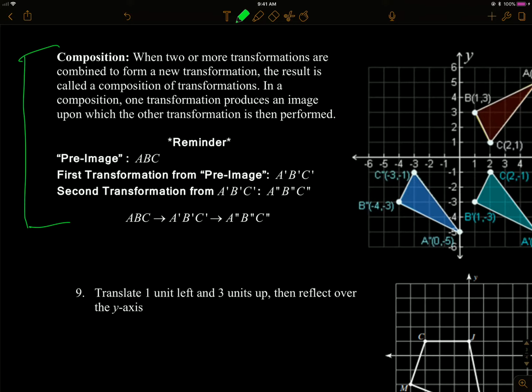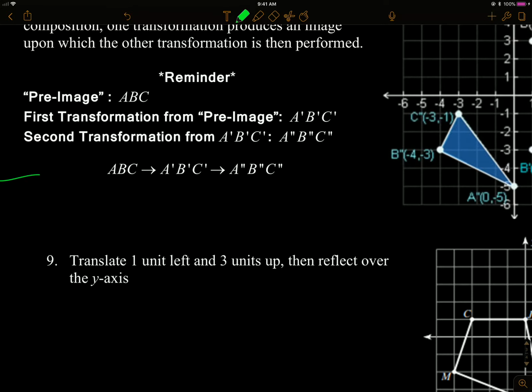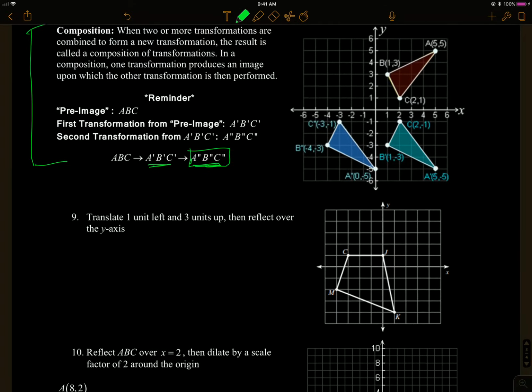Okay, welcome back. A composition is when two or more transformations are combined, and the order you do them in is going to matter. Remember that if we're doing more than one transformation, the final image may have many primes. In this case, there are two transformations. The first one produced A prime, B prime, C prime, and then the second one produces A double prime. So let's check this out.